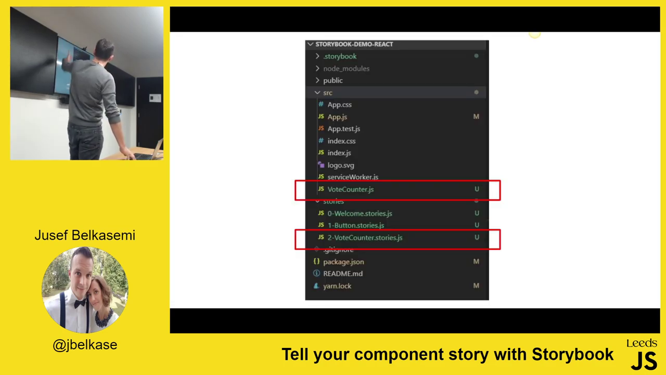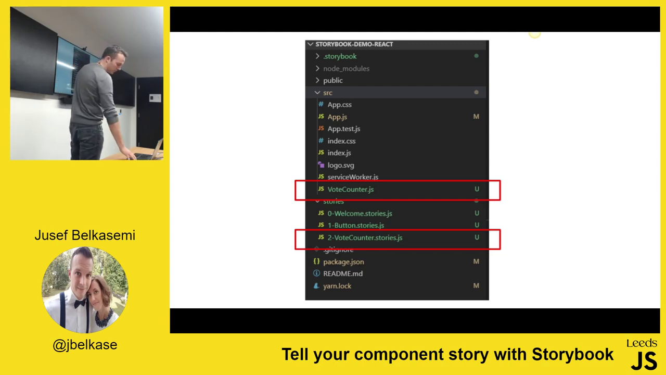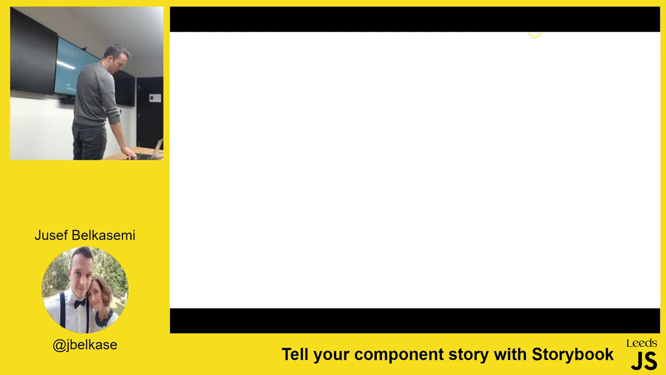This basically will create a project. Well, I've added Storybook to a default create React app. And essentially, by default, it creates a folder called Stories and places some default stories in there. I have added a custom simple component called vote counter, and added some associated stories for that vote counter component.